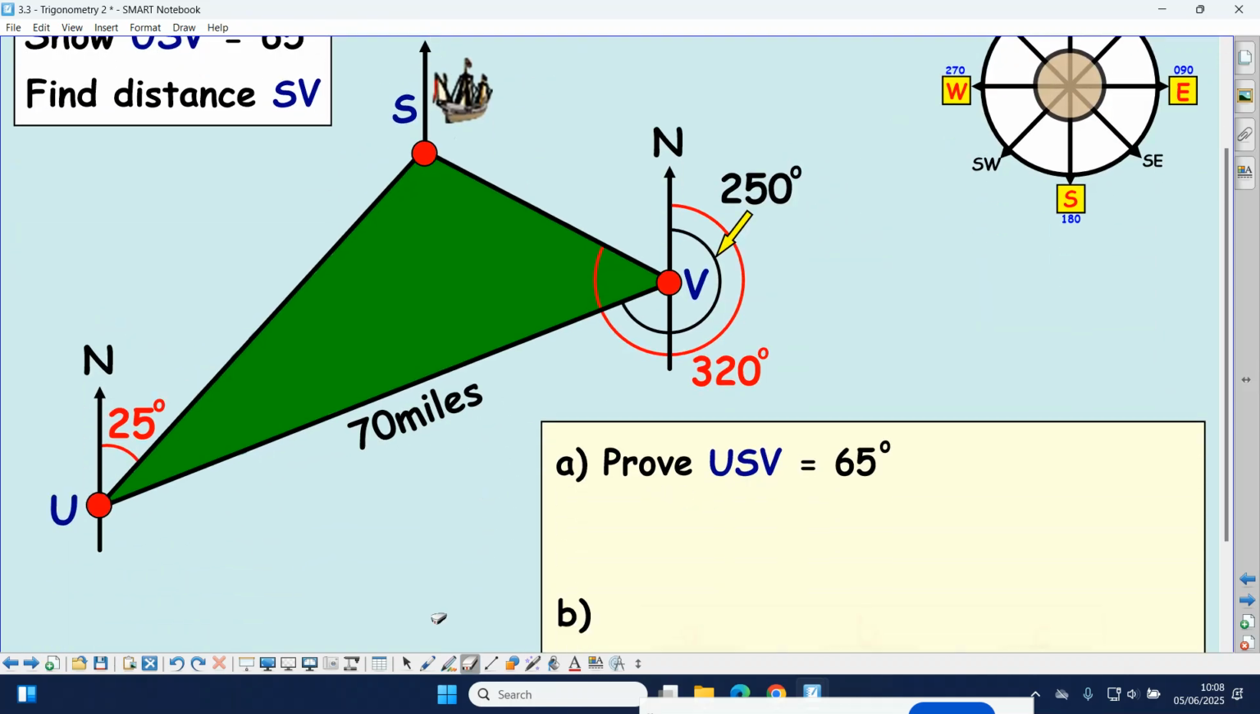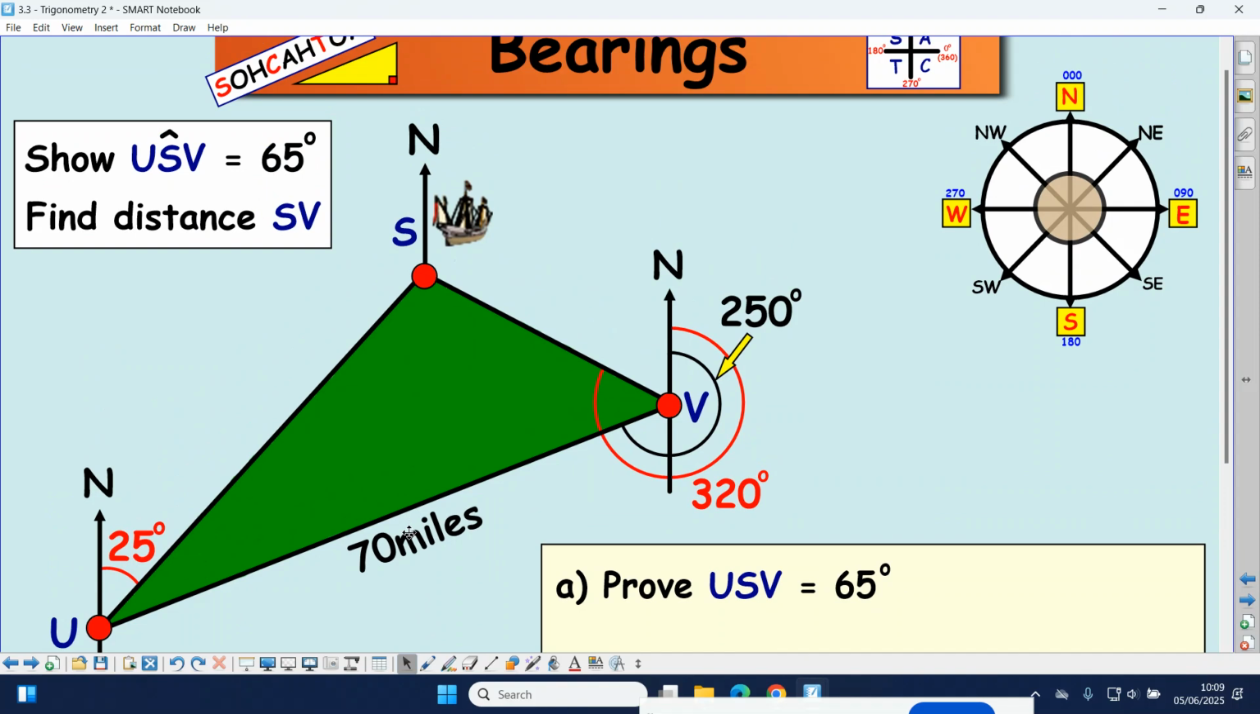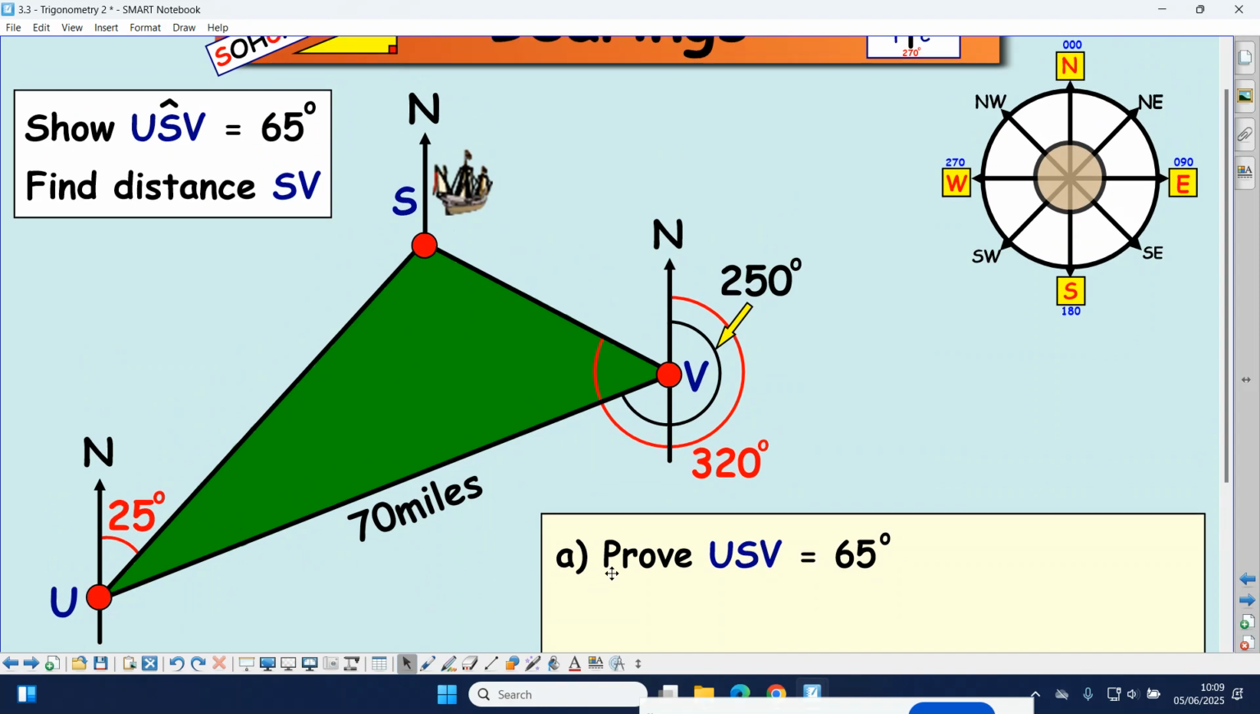Right, so this first question, I'm not going to fully do it, but I'll talk about it, and then I'm going to do three more past paper type questions. So the first question here is a prove that angle USV is 65 degrees. So you have to know what angle we're talking about, and you always look to the middle letter. This angle is at S, so it goes from U to S to V, but it's really the one at S that I want. So we need to prove that this angle in here is 65 degrees.